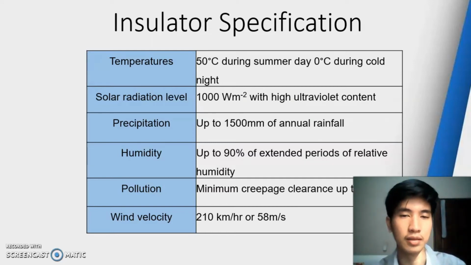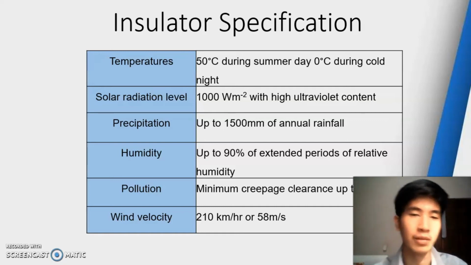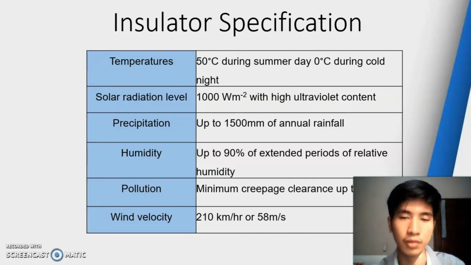The temperature can go up to 50 degrees Celsius during summer days and 0 degrees Celsius during cold nights. For the solar radiation level, it is up to 1000 W/m² with high ultraviolet content. For the precipitation, up to 1500 mm of annual rainfall. For the humidity, up to 90% relative humidity for extended periods. For the pollution, the minimum creepage clearance is up to 4 meters, and the wind velocity is 210 km per hour or 58 meters per second.